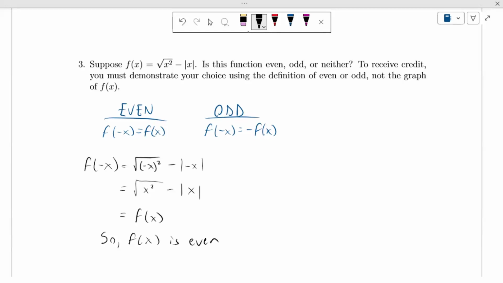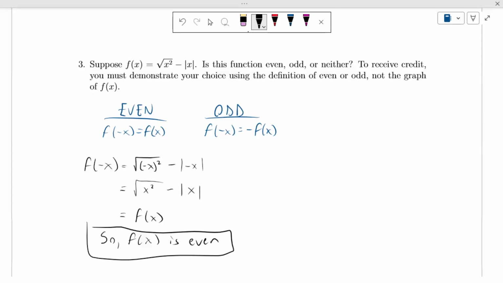Don't forget to conclude something. After you're done, you've got to say, so f of x is even, so that I know that you know that it's even, right? You know that you have just shown that it is an even function. If you left this part off, then, well, what have you shown me, really? I don't know. You just showed me some algebra, right? But what does it mean? So this part is absolutely necessary. That's that final sentence there, okay?